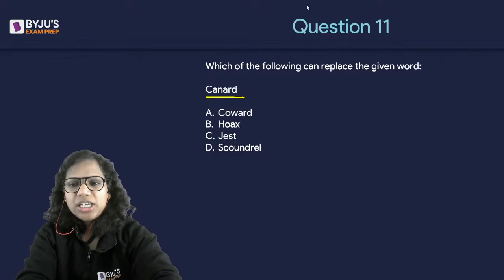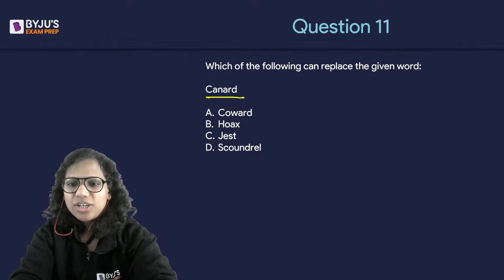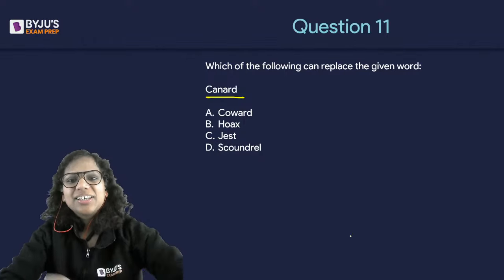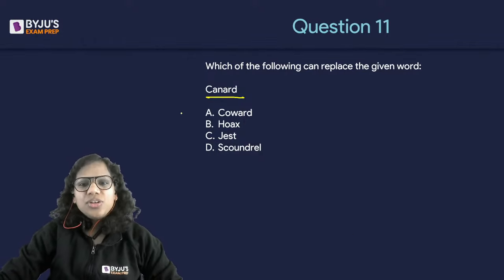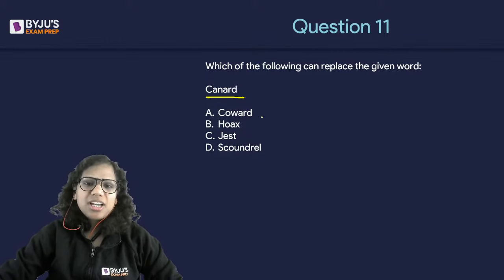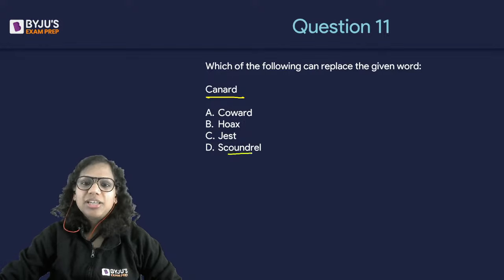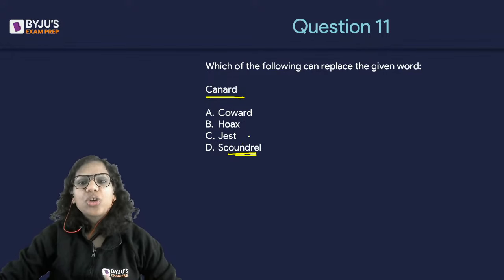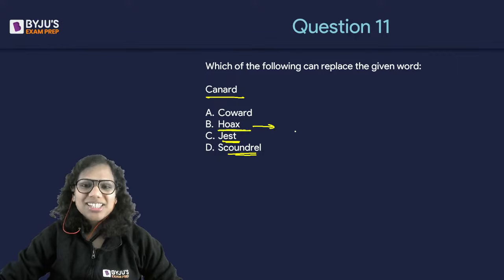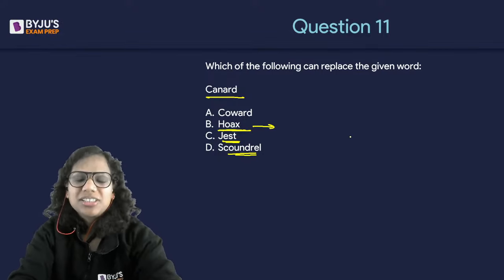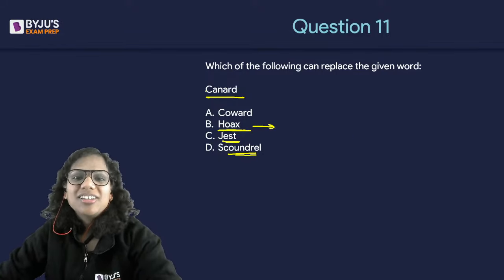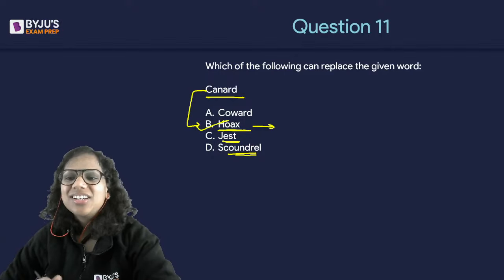Okay, I've got A, C, all right. What else? So, A is a coward, easy word. Scoundrel, all of you understand if I call someone a scoundrel, I mean that this person is a wicked person. Jest is joking, something said in jest, that means something said jokingly. Hoax is a false alarm, right? Something that turns out to be a rumor, not true. So a canard is a hoax. A canard is a rumor.